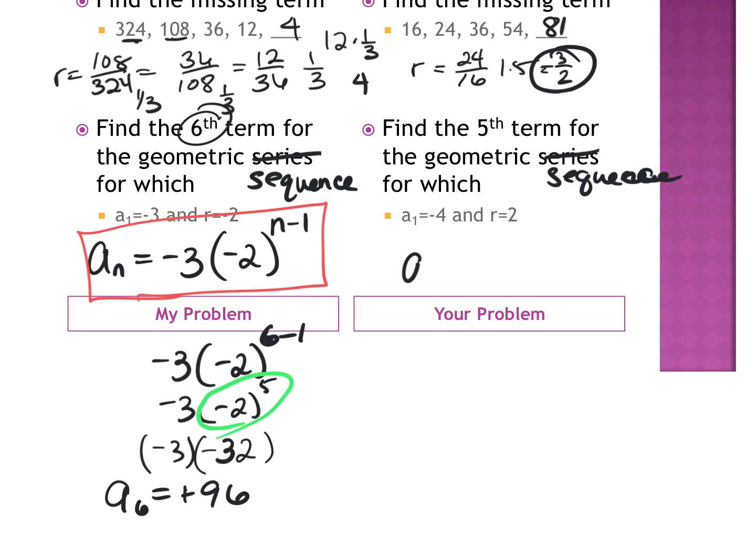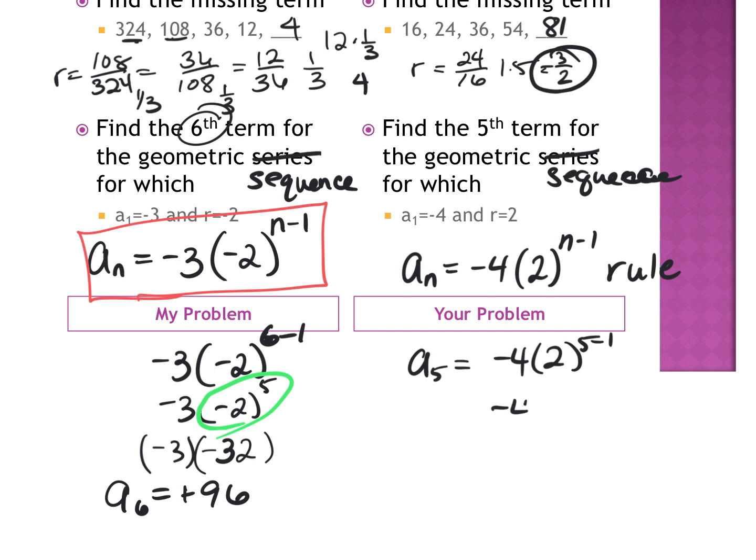My A1 is -4, so AN is -4 times 2 to the n minus 1, since R is 2. This is my rule for the nth term. Now if I want the fifth term, A5 equals -4 times 2 to the 5 minus 1, -4 times 2 to the fourth. 2 to the fourth is 16, exponents before we multiply, and -64. So A5 is -64.